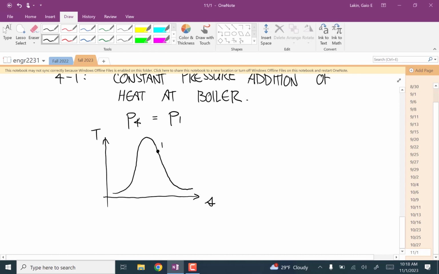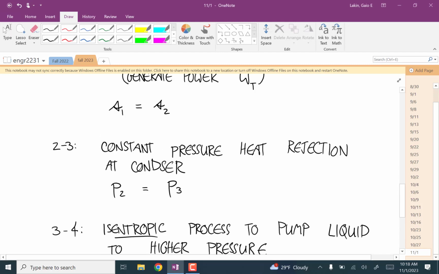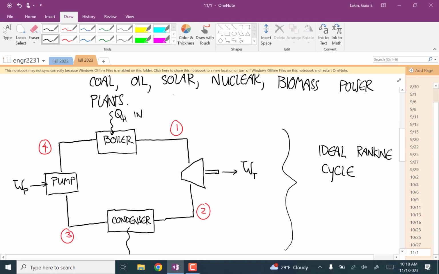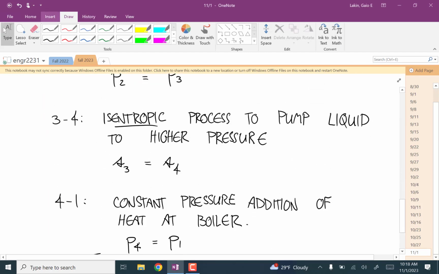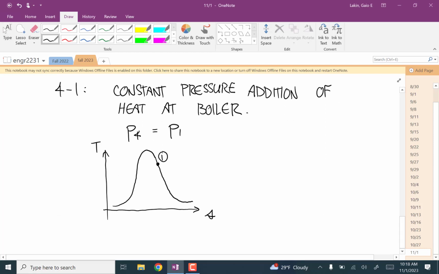So state 1 is up there. I'll write the states below. State 1 is, as it comes out of the boiler, going into the turbine. What does it say the state is at that point, the phase? It's gas. Yeah, and it's saturated there. If it was superheated vapor, it would be out here. And we will have modifications that do that later. But in the ideal cycle, it's a saturated vapor.